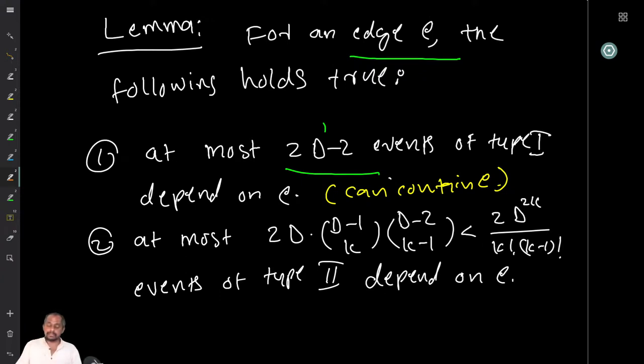Now, working with these binomial coefficients is difficult, so I will convert it to this form. This is at most 2 into delta raised to 2k by k factorial into k minus 1 factorial. This again is something where you can work out the details.